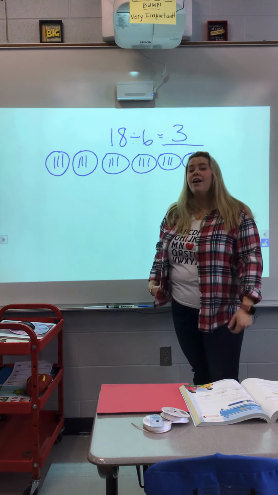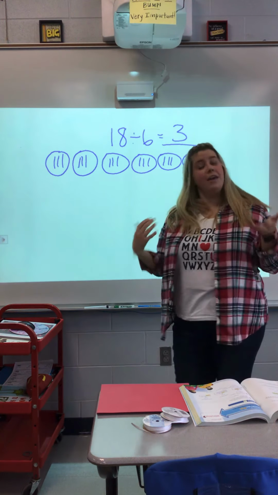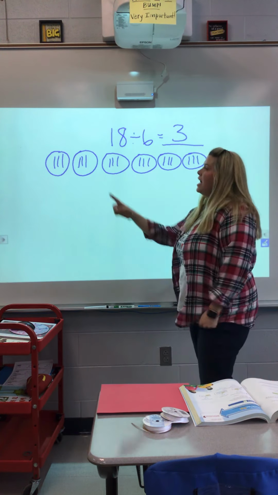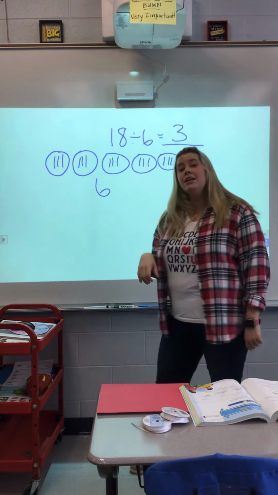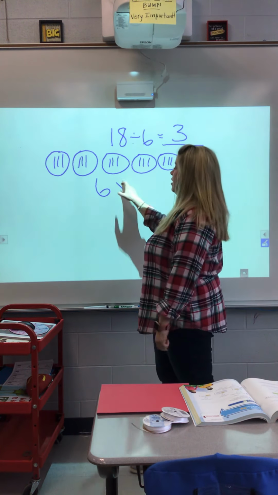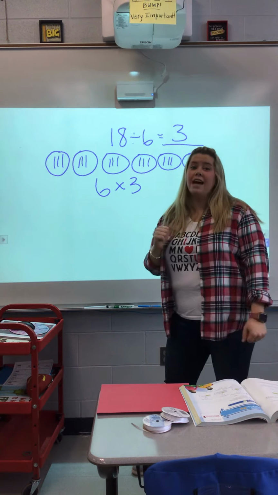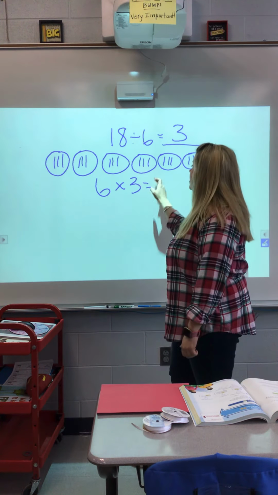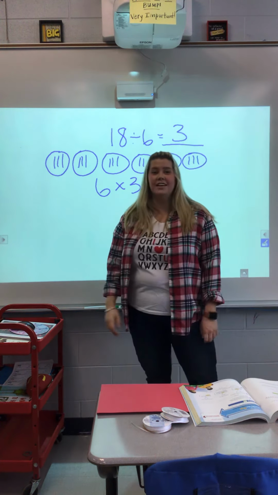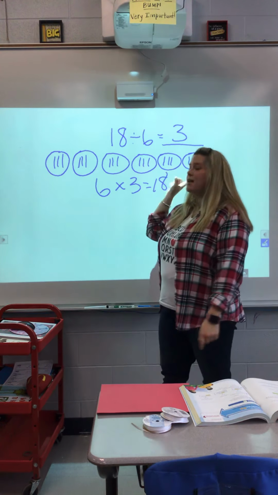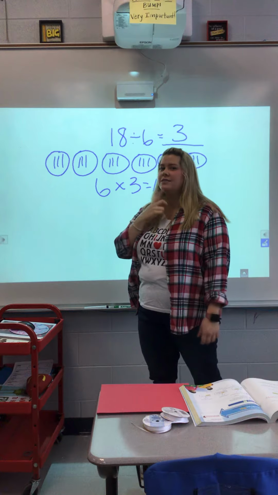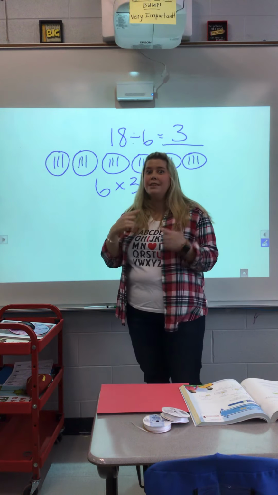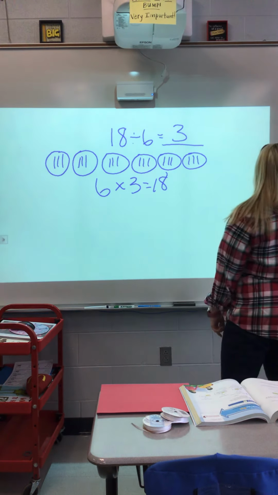3. All right, now let's flip it around and make our multiplication sentence. How many groups do I have? 6. How many are in each group? 3. How many tally marks do I have total? 18. Isn't that cool? One model allows me to make both a division and a multiplication sentence. So let's even take it a step further.